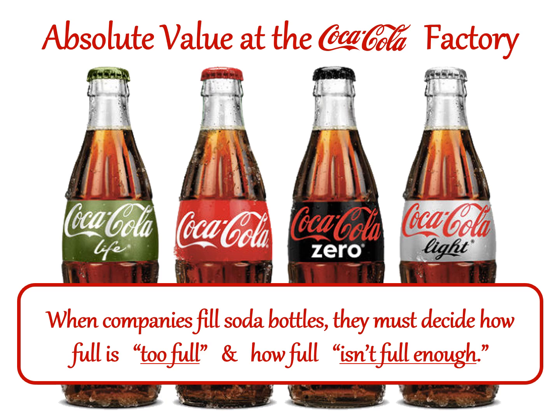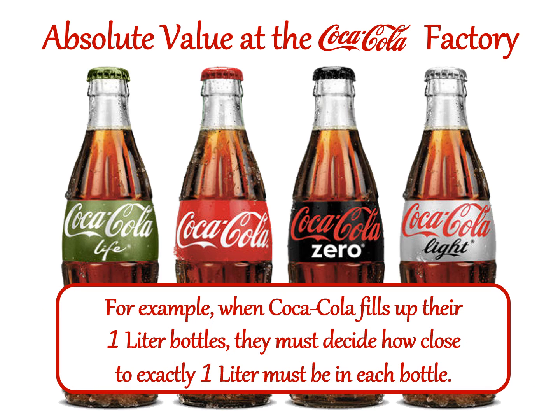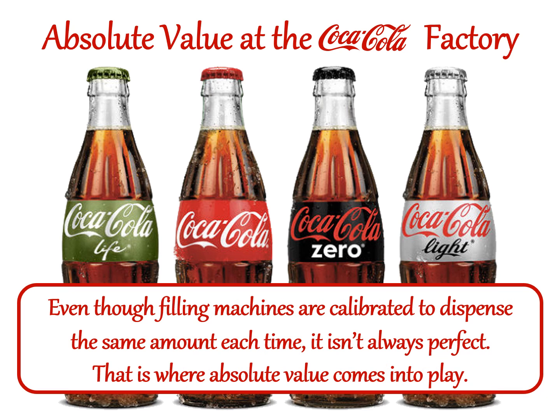When companies fill soda bottles, they must decide how full is too full and how full isn't full enough. For example, when Coca-Cola fills up their 1-liter bottles, they must decide how close to exactly 1 liter must be in each bottle. Even though filling machines are calibrated to dispense the same amount each time, it isn't always perfect. That is where absolute value comes into play.